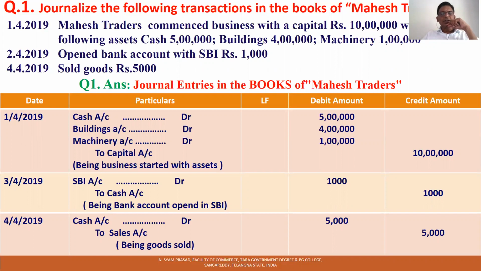What is a compound entry? Actually, every transaction has two accounts. When a transaction has more than two accounts, then we have to write the combined entry of all the accounts. The combined entry of all the accounts which are more than two is called a compound entry. So here we have cash account, buildings account, machinery account. Usually we may write three journal entries instead of writing three journal entries.